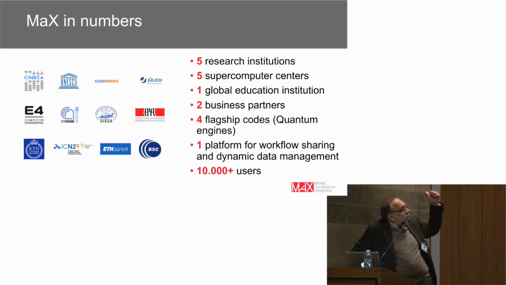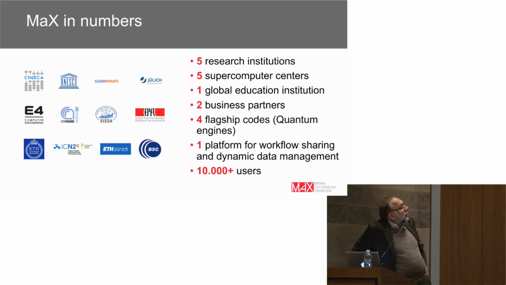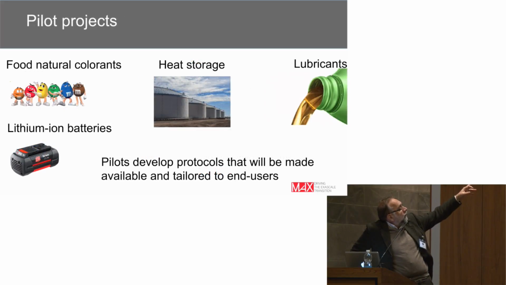Then we have, as I said, the 4 flagships, one platform for workflow, data sharing and data management, dynamic data management, and we have at least more than 10,000 users. The pilot projects that we are implementing at the moment are 4, and have to do with lithium-ion batteries, with Bosch, Mars with food colorants, lubricants with Total, and this is Total plus Toyota, and the heat storage is a Spanish company that is working on that.